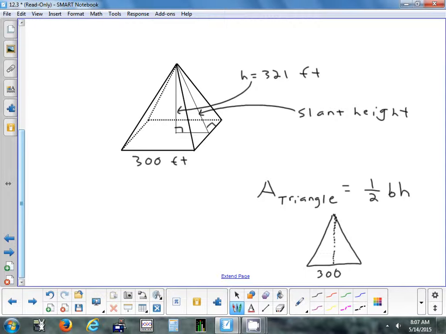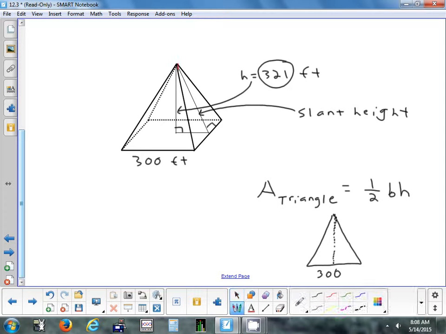Yeah, 321 feet. Is that the height of a side, though? No, that's the height of the pyramid. We're looking for the slant height. The slant height is the height of one of the sides. This height is the height of the pyramid if you were standing at the top and dropped something and it fell straight down to the middle. That's not the height of the side of the pyramid. Well, then you take half of 300, you get 150, and then you do the Pythagorean Theorem.